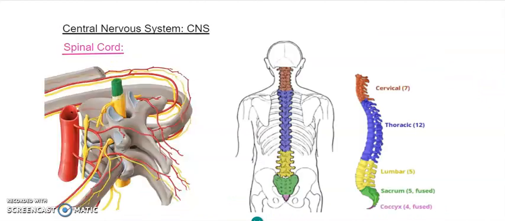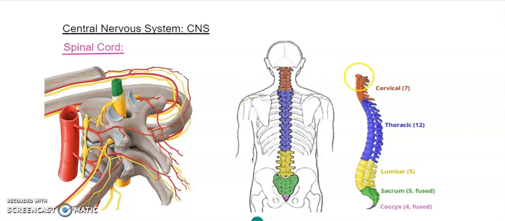Now, in the central nervous system, first we'll talk about the spinal cord. Now, the spinal cord has these vertebrae. The other name for the spinal cord is the vertebral column. The vertebral column is a bony structure. It is divided into four categories or four segments.